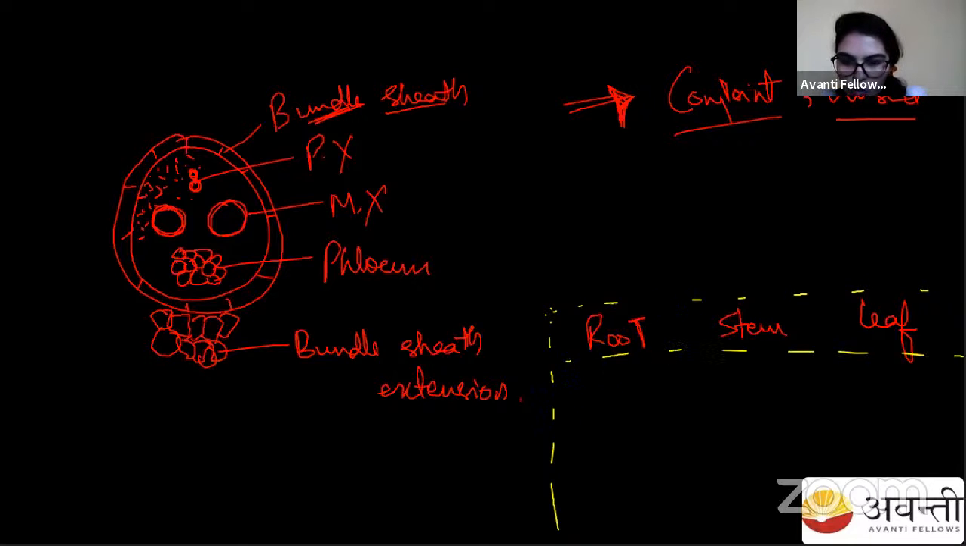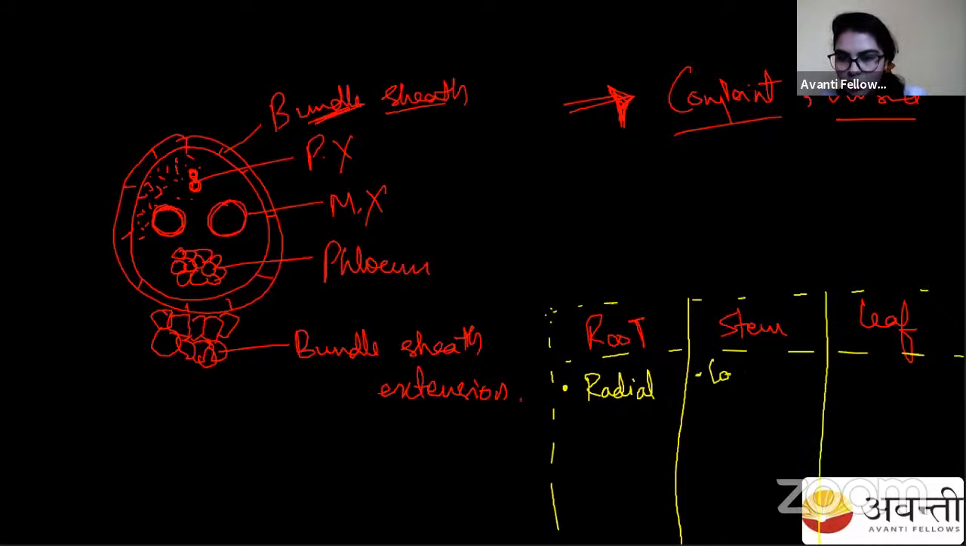Okay, so what do you get in the root? In root, radial. Okay, you're going to get the radial. So in stem, you're going to get the conjoint. In leaf also, you're going to get the conjoint.